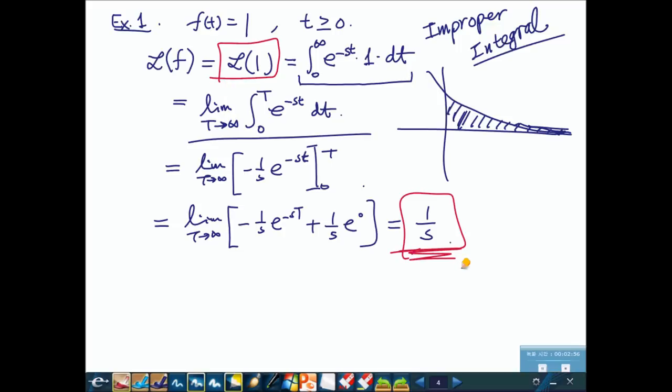In the usual sense, we don't actually do this. We just go from here to here, okay? Once you know it's an improper integral, next time you don't have to write all this limit stuff, okay? So it's okay to write from there to there.